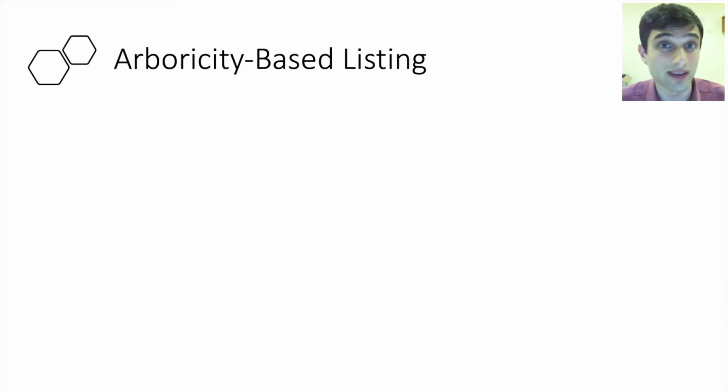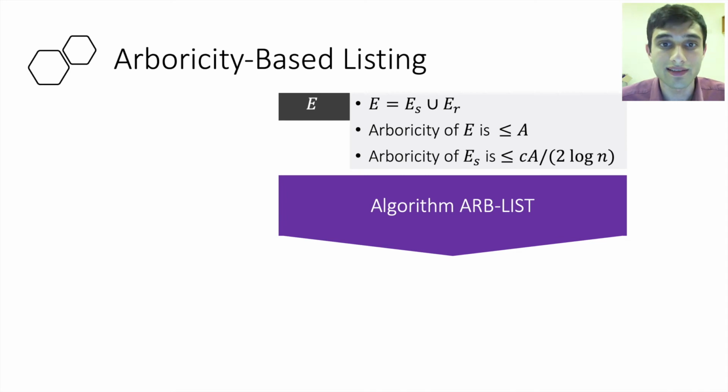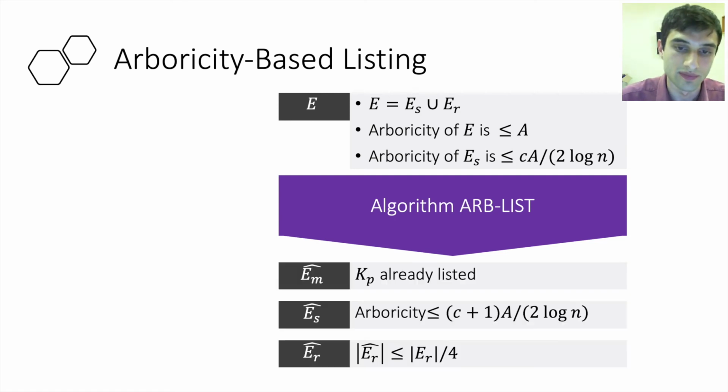Okay, let's also formalize this. So assume that we have an algorithm ARB-LIST, which gets an edge set which is broken into ES and ER, such that the arboricity of the entire graph is at most A. And it splits the entire graph into 3 edge sets: EM hat, ES hat, and ER hat. EM hat has the guarantee that all the KP involving EM hat have already been listed, and so we can throw EM hat away. ES hat has arboricity just a bit more than ES, and ER hat is a constant fraction of the number of edges in the original ER.